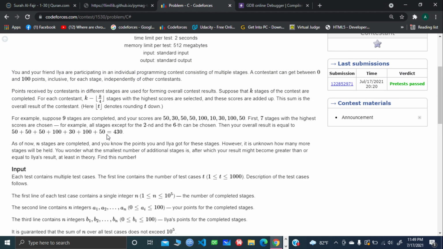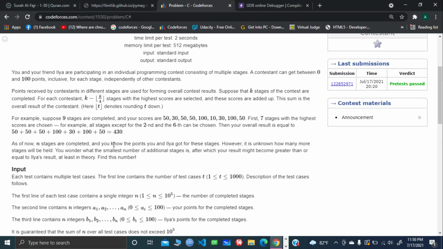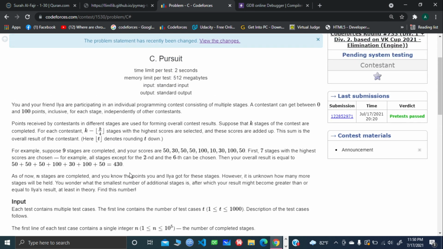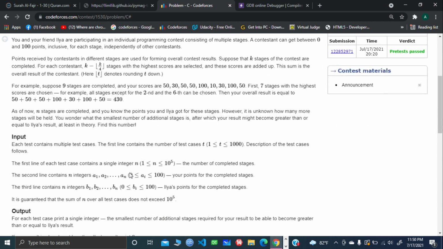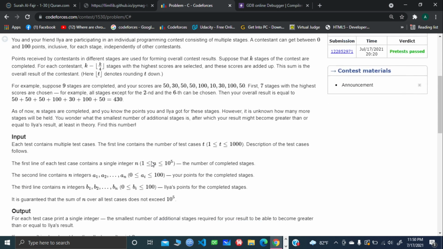Now, assume that you are player A and your friend is player B, or contestant number B. What you have to do is assume that n stages are completed. After the n stages are complete, you know the points you and your friend got, player A and B. Now your goal is to get at least greater than or equal to your friend's points. And you are asked what is the smallest number of additional stages that you can add.